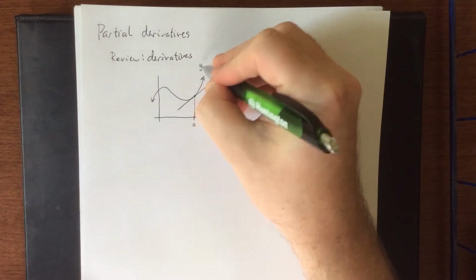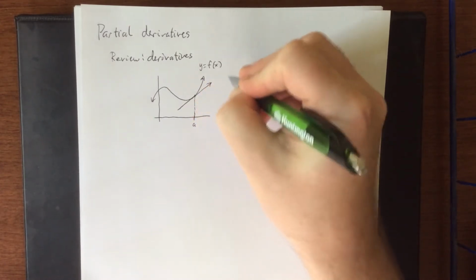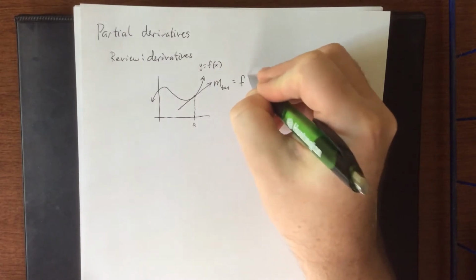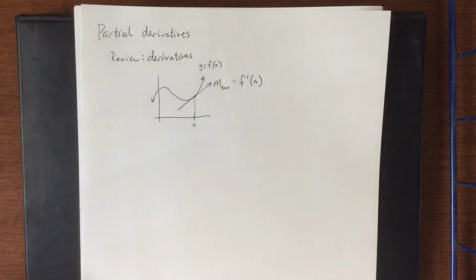So if this function is y equals f of x, then the slope of this tangent line would be equal to the derivative of f evaluated at a.